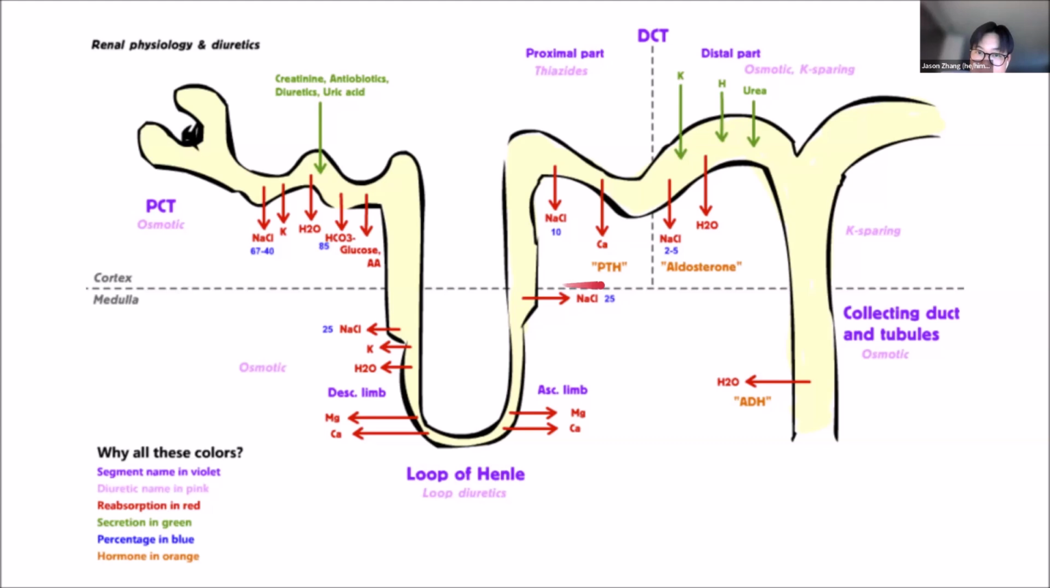You can also have thiazide diuretics, which will work in the distal tubule. Also very similar, it'll promote excretion of sodium and water will come with it. And also something to remember is that both loop and thiazide diuretics can present with hypokalemia because you're losing more potassium ions as well. So yeah.